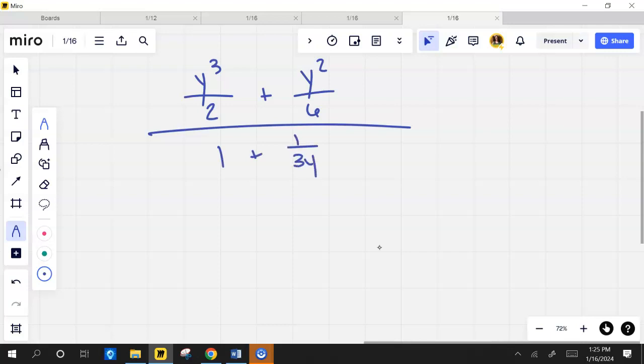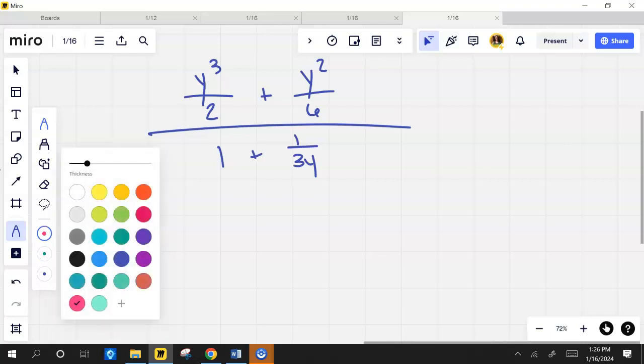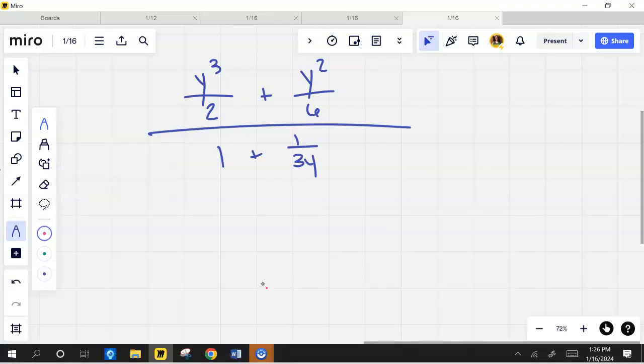This is a doozy, so says Noah. Simplify. We've got to do the top first. Common biggest factor.